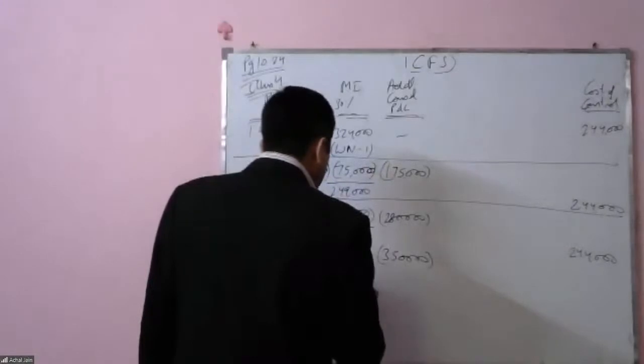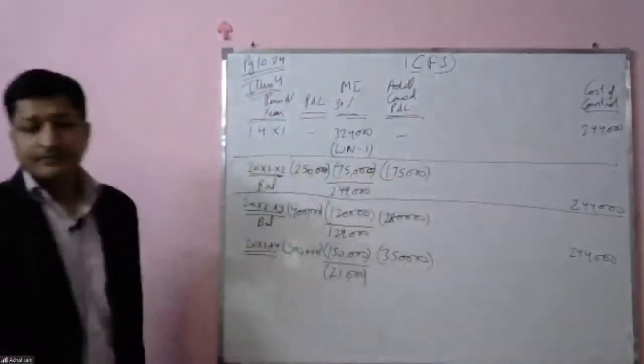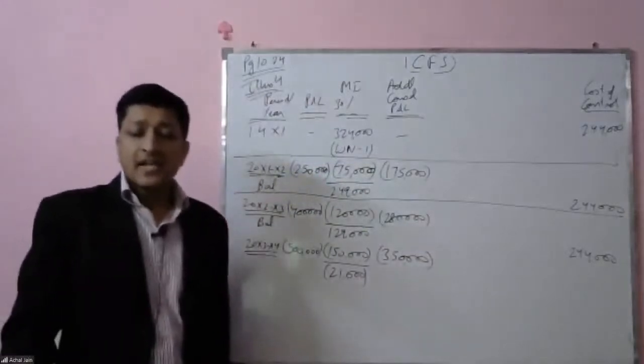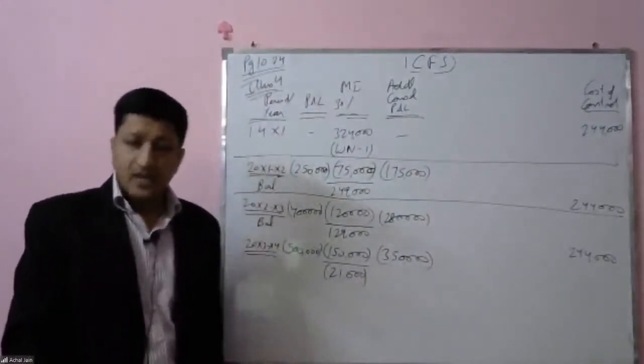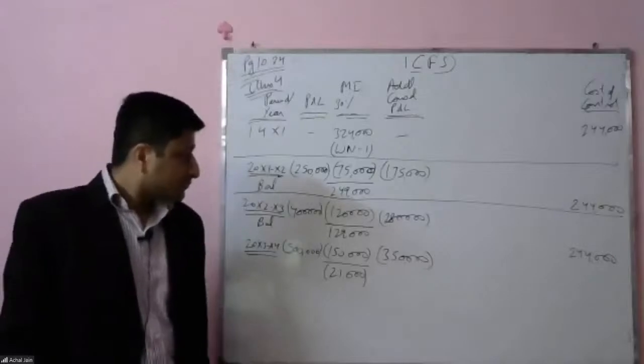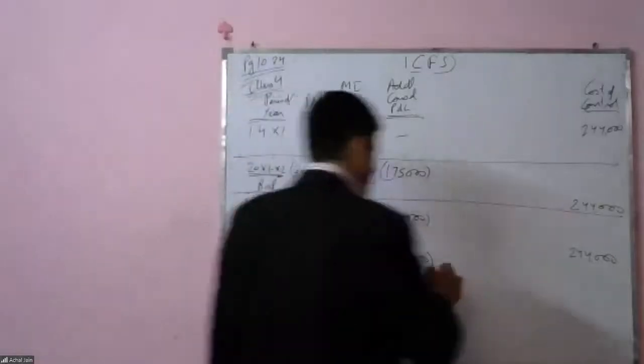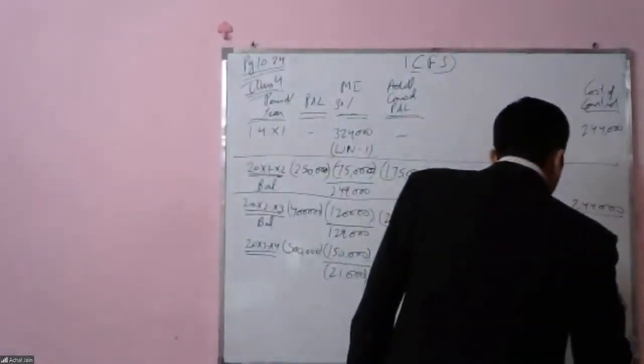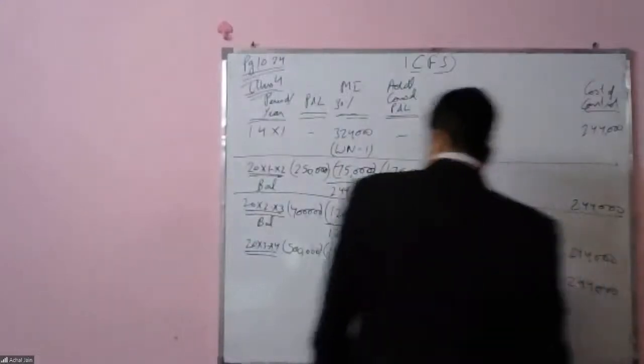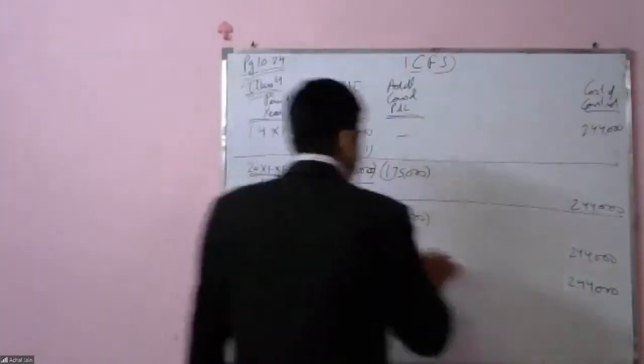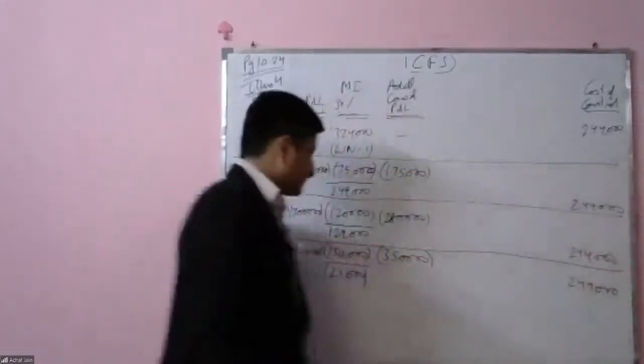And now the balance of minority has become negative. Minority balance has become negative. Yes, Abhishek, that's Goodwill. So we can say it is 2,44,000 over here once again. Okay.